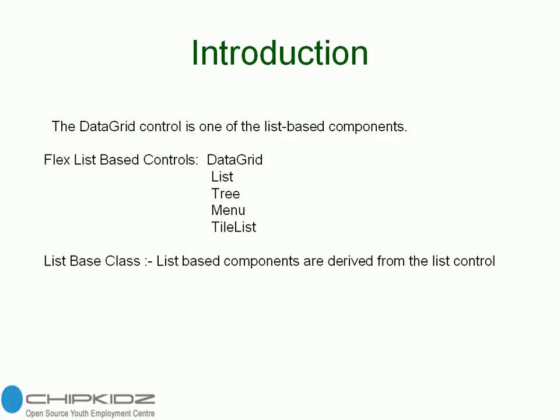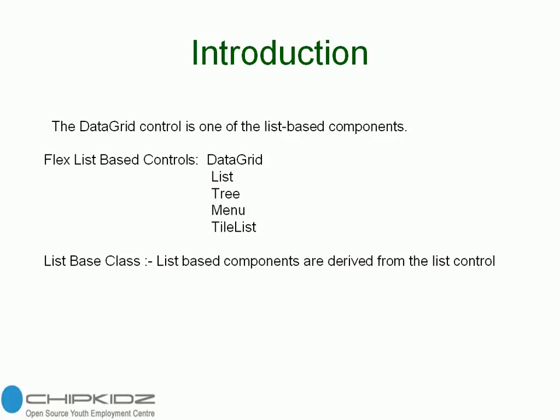The Plex list-based controls are data grid, list, tree, menu, tile list, and horizontal list. One is the data grid. The data grid is also a vertical list of items, but allows for multiple properties displayed in the columns.